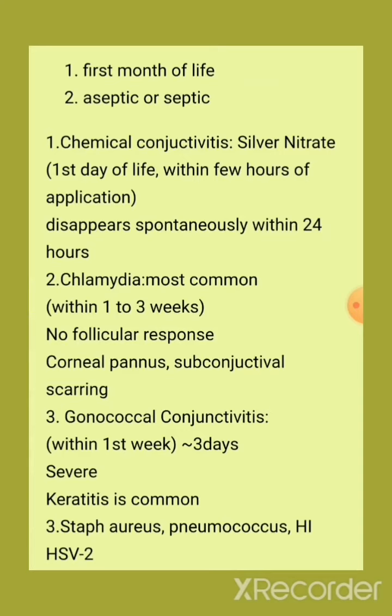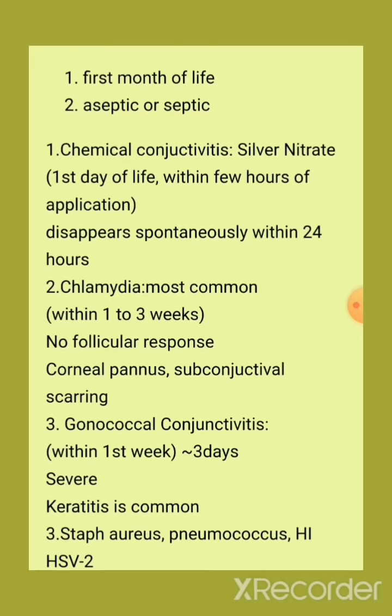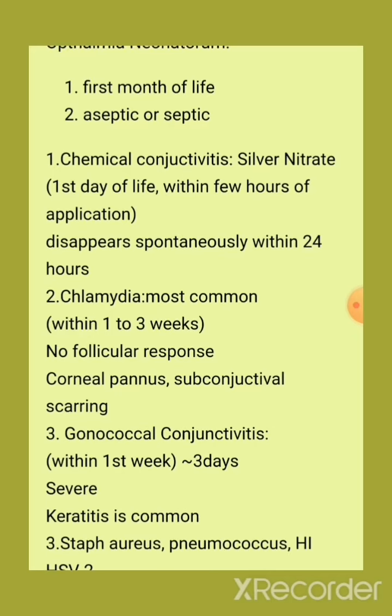Right. So, what is ophthalmia neonatorum? It is the development of conjunctivitis within the first month of life. What is the mode of transmission of ophthalmia neonatorum? In most infective cases, the mode of transmission is during passage in the birth canal, so during vaginal delivery. Alright, so how can we classify ophthalmia neonatorum?